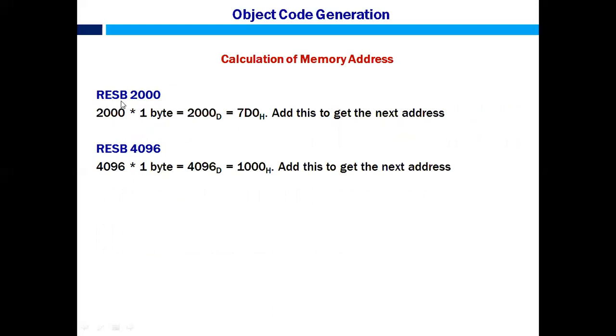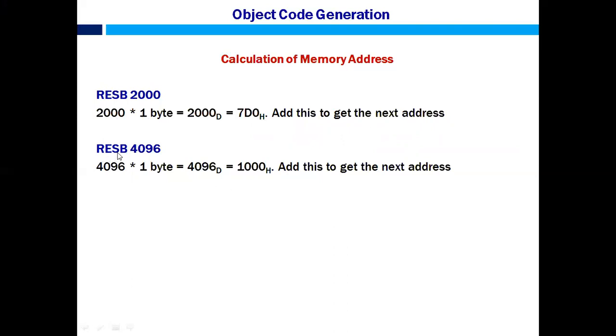Okay, reserve byte 2000. So in the previous slide, you saw reserve word. What do you mean by word? One word is equal to 3 bytes. Now this is one instruction, reserve byte. So what do you mean by 1 byte? It is just 1 byte, correct? So the value 2000 constant into byte means 1 byte. So 2000 decimal, you will have to convert it into hexadecimal. So 2000 decimal is equivalent to 70 hexadecimal. So this you will have to add to the next address.